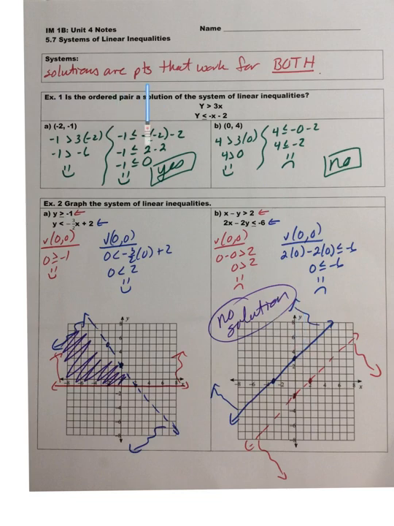But solutions are only points that work for both. Well, the red shading is down here, the blue shading is up here. There are no points that are in both sets of shading. So unfortunately, we had to go through a whole lot of work to figure out that it's no solution.